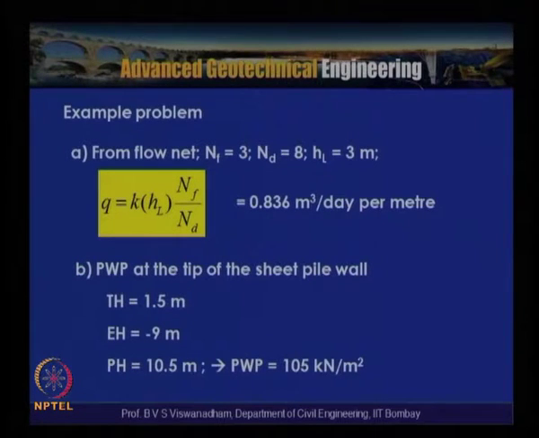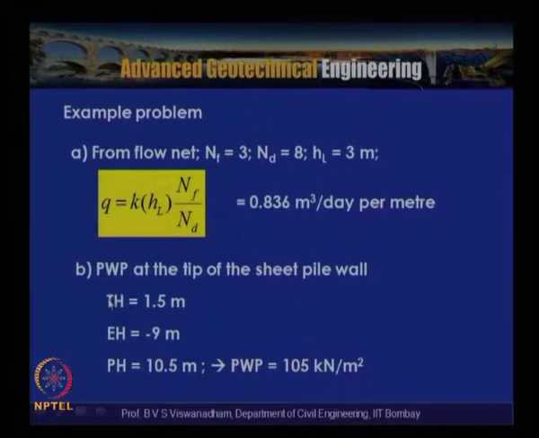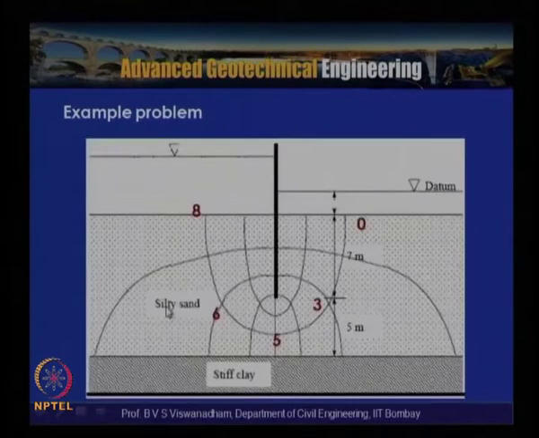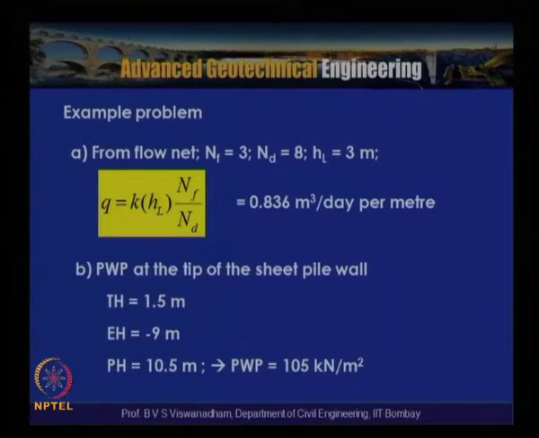We need the pore water pressure at the tip of the sheet pile wall, and the datum is considered here. By knowing the elevation of this, we can calculate the total head as 1.5 meters. Why? Because this is 8, 7, 6, 5, 4, so 4 by 8 into the head loss of 3 meters. So the total head available at the equipotential line right below the sheet pile wall is 1.5 meters, as estimated from the flow net. The elevation head is minus 9 meters below the datum, so the pressure head is 10.5 meters. The pore water pressure is about 105 kilopascals at that level.